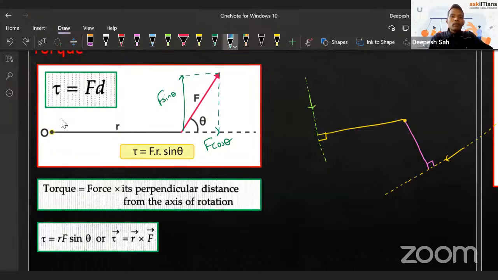And to make it very simple, we can say that torque is equal to the force into the perpendicular distance from the axis of rotation. If this is the axis of rotation, only and only the perpendicular distance is responsible, nothing else. Okay. Now, how to find the perpendicular distance?